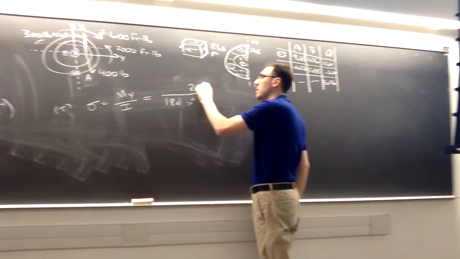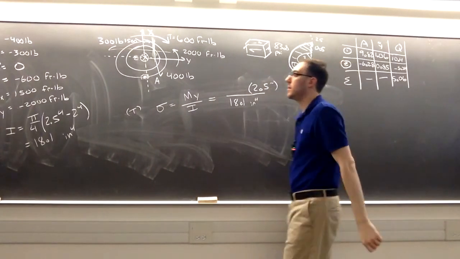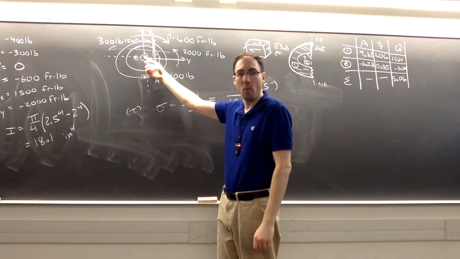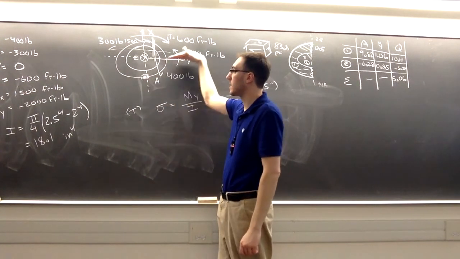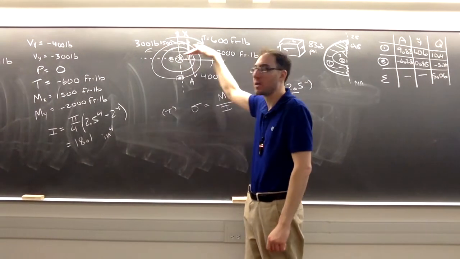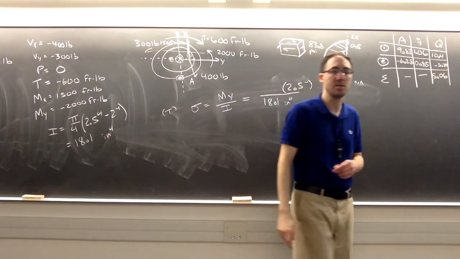Right. So point A is the outside radius away from that neutral axis. Again, with respect to the 2,000 foot-pounds, the horizontal neutral axis is what I'm considering.